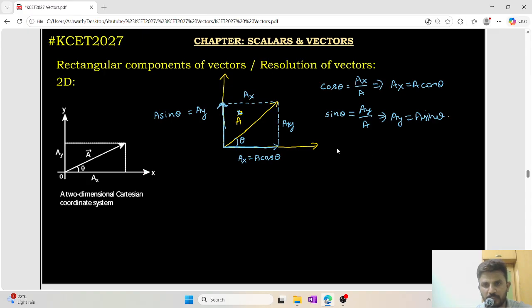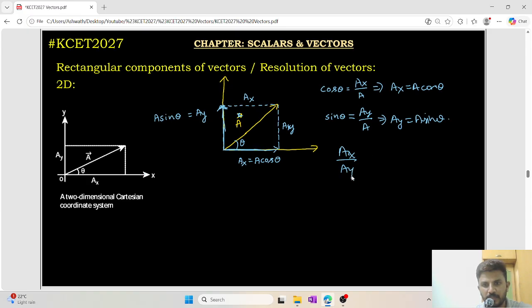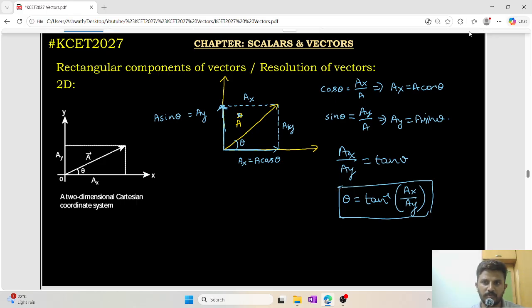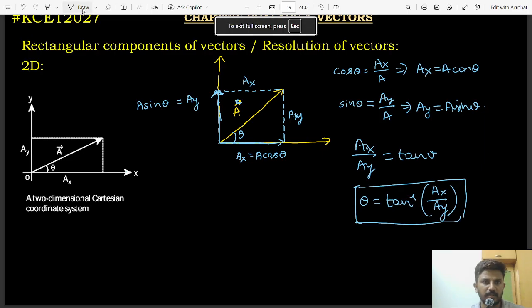If we divide these two, we will get the value of theta. So Ay by Ax is equal to what? Ay divided by Ax is equal to tan theta. From this we can find the value of theta, that is tan inverse of Ay by Ax. This is very, very important.